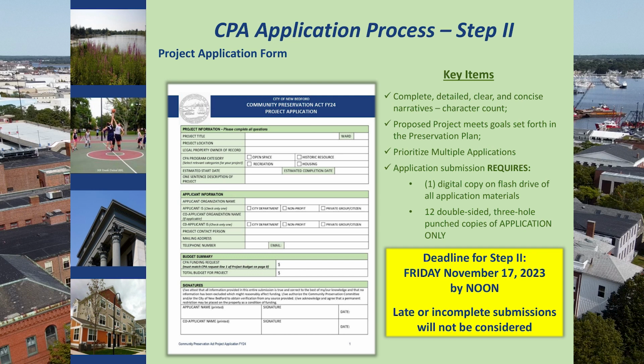But in the plan, at the very back, is the instructions on the application, the eligibility determination, and the application so that you can see them. But we only accept the digital copies. When you submit your application, it's going to be a flash drive with the application and all of the supporting information, and then 12 copies of only the application, double-sided, 3-hole punched. That's all we need. Everything else is going to be digital form, please.